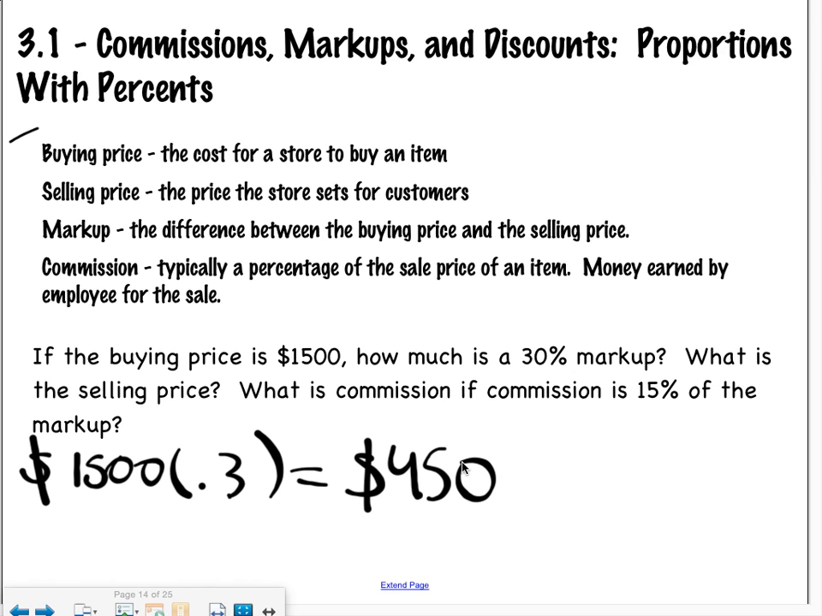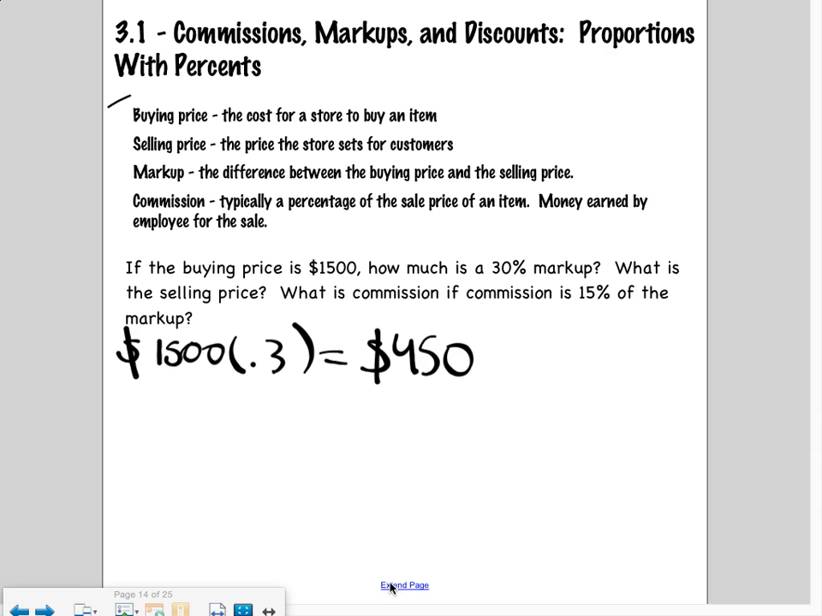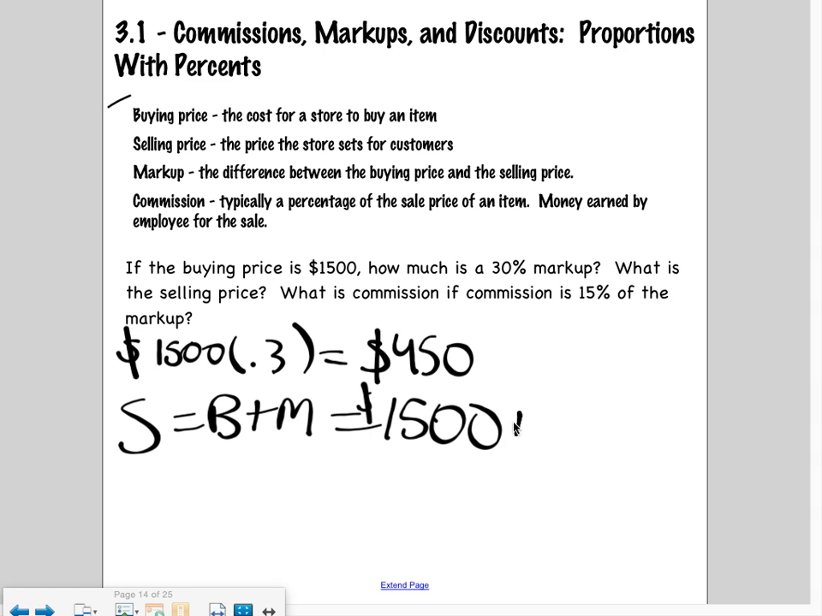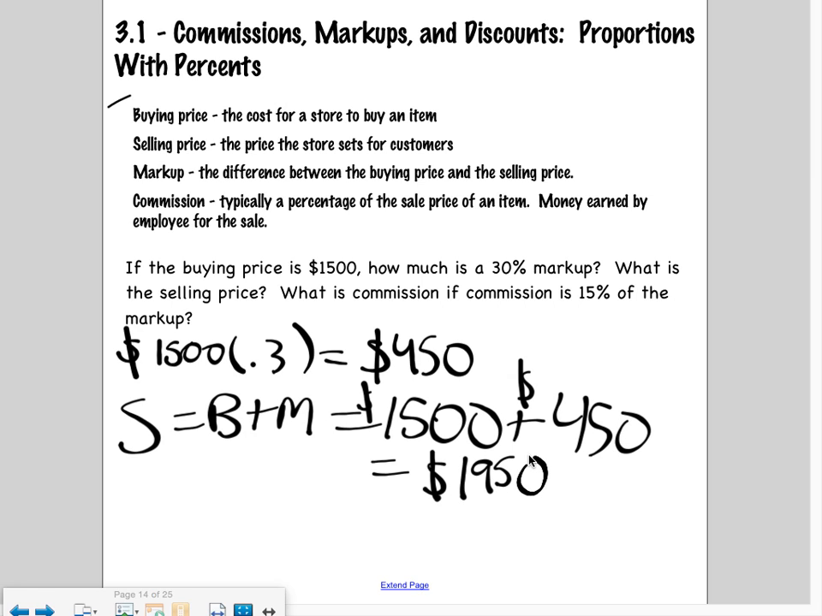Well, the selling price is the buying price plus the markup. So that's $1,500 plus $450 to give us $1,950. Okay, so two ways to find the commission.